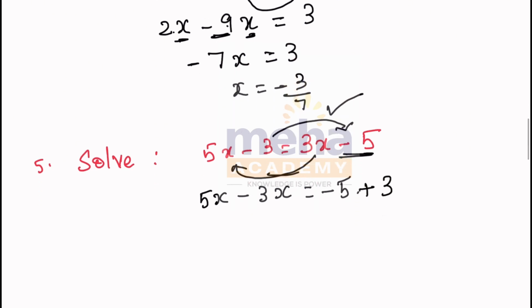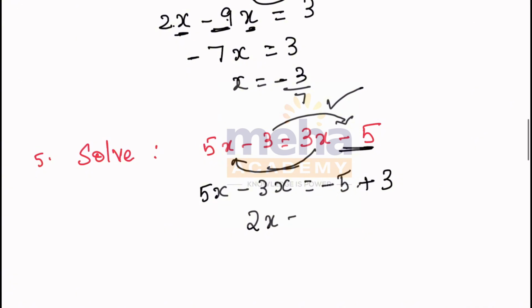So 5x minus 3x is 2x, which is equal to minus 5 plus 3. One negative number, one positive number, always subtraction. 5 minus 3, 2, and give the greater number's sign, which is negative. So it is negative 2. So x is equal to negative 2 over 2. Because 2 and x, between them there is a multiplication sign. When the 2 comes to the other side, it becomes division. So 2 over 2 is equal to negative 1.